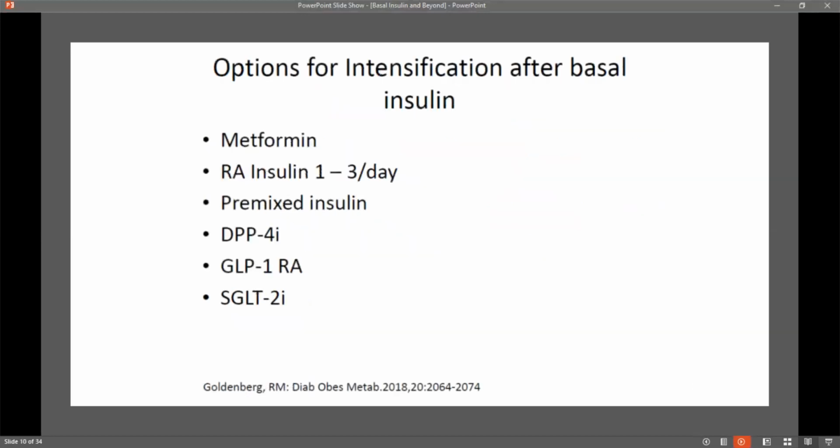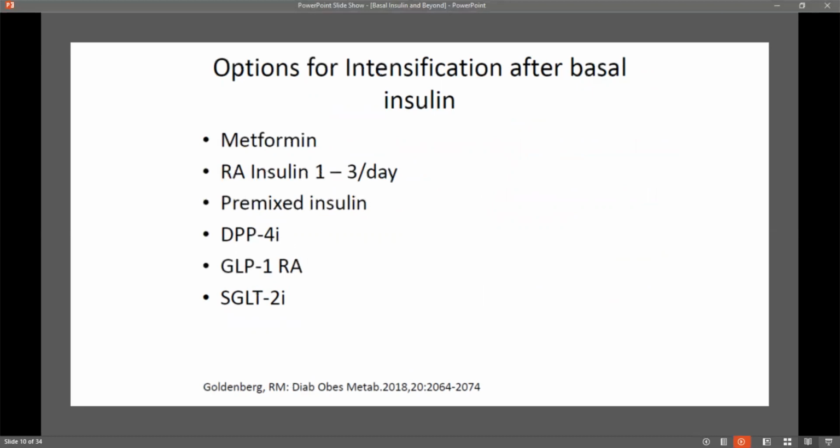So what are our options after we have intensified basal insulin and controlled fasting blood sugars? Metformin is one. Now, most patients should be on metformin when they are already on insulin, but we always see patients who were prescribed some form of metformin and developed some GI side effects. So most patients take metformin, but they are not on metformin by the time they come and see us for one reason or the other.